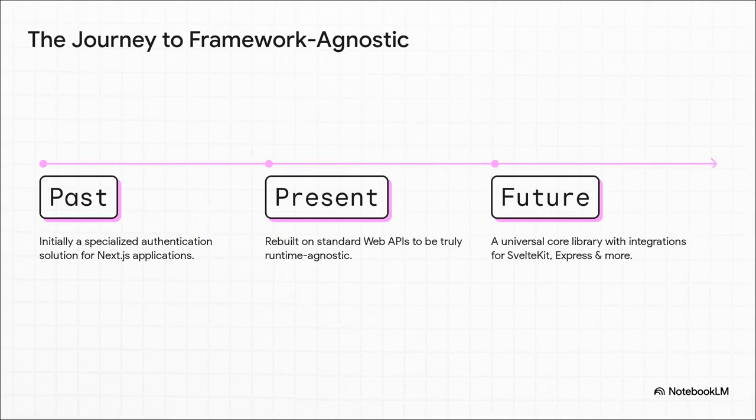This timeline really tells the whole story, doesn't it? Auth.js started out as the go-to auth solution, but only for Next.js. Now, by rebuilding on web standards, it can run pretty much anywhere. Docker, serverless functions, you name it. And that opened the floodgates for integrations with a whole ecosystem of tools like SvelteKit and Express, making it a serious contender for any modern web project.